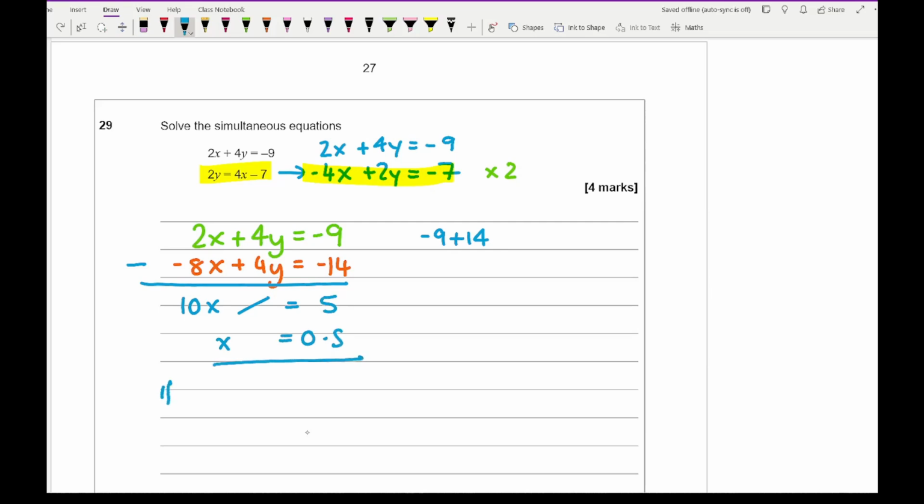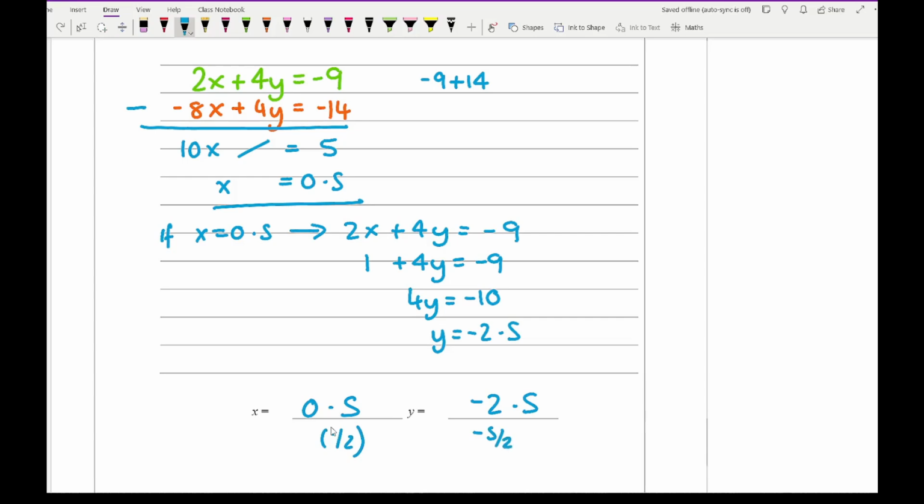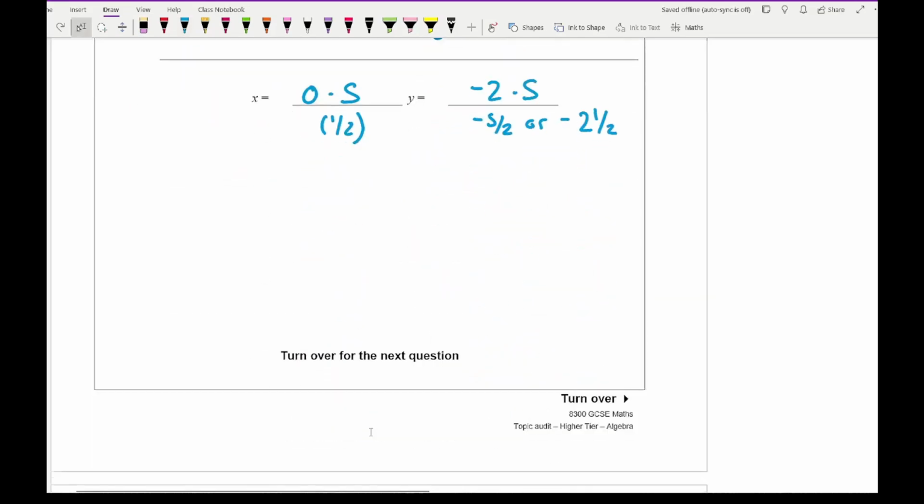So then if x equals 0.5, then using 2x plus 4y equals minus 9, I get 2 times a half is 1, plus 4y equals minus 9. So 4y is going to equal minus 10. So y equals minus 2.5. And there are my two values, which if you wanted to, you could give as a fraction. So it'll be a half, and that will be minus 5 over 2, or minus 2 and a half. So any of those would be absolutely fine.